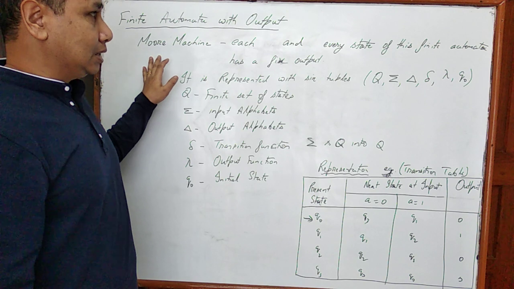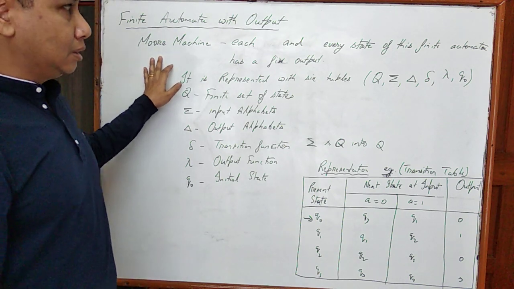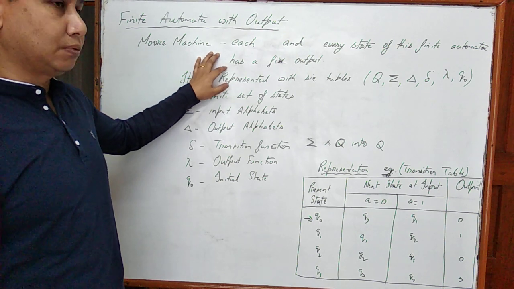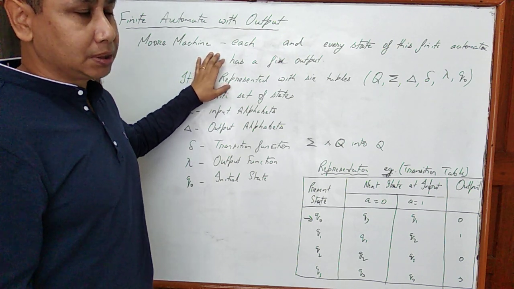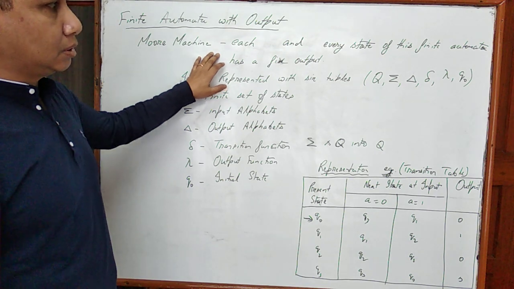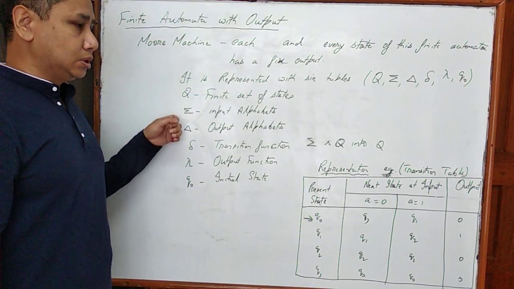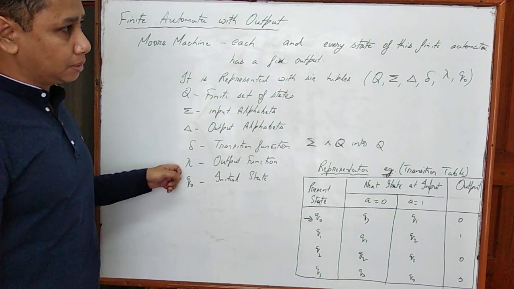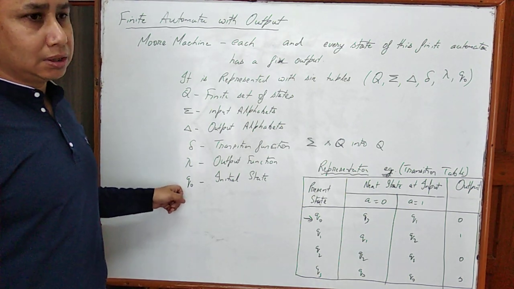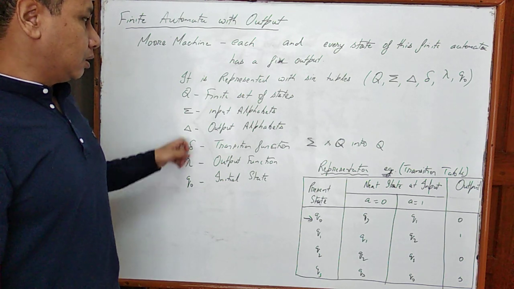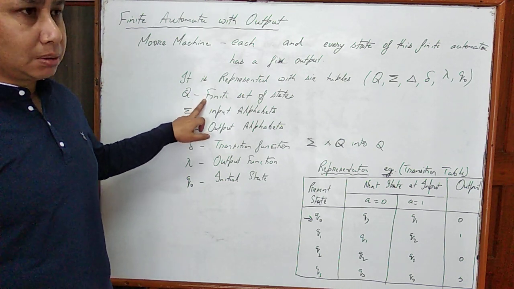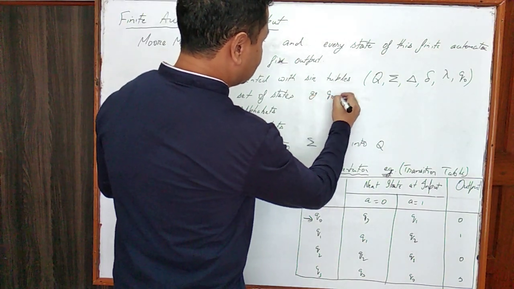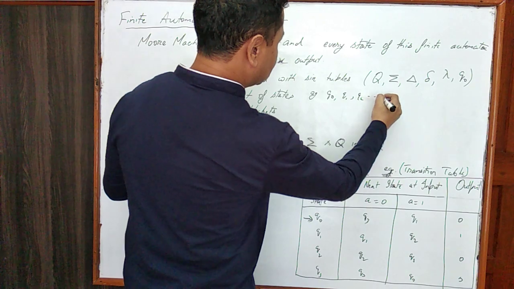The Moore machine has each and every state with a fixed output. It is represented by 6 tuples: Q, sigma, the capital delta, the small delta, lambda, and q0 as the initial state. The finite set of states, represented by Q, is given for example by q0, q1, q2, and so on till qn.